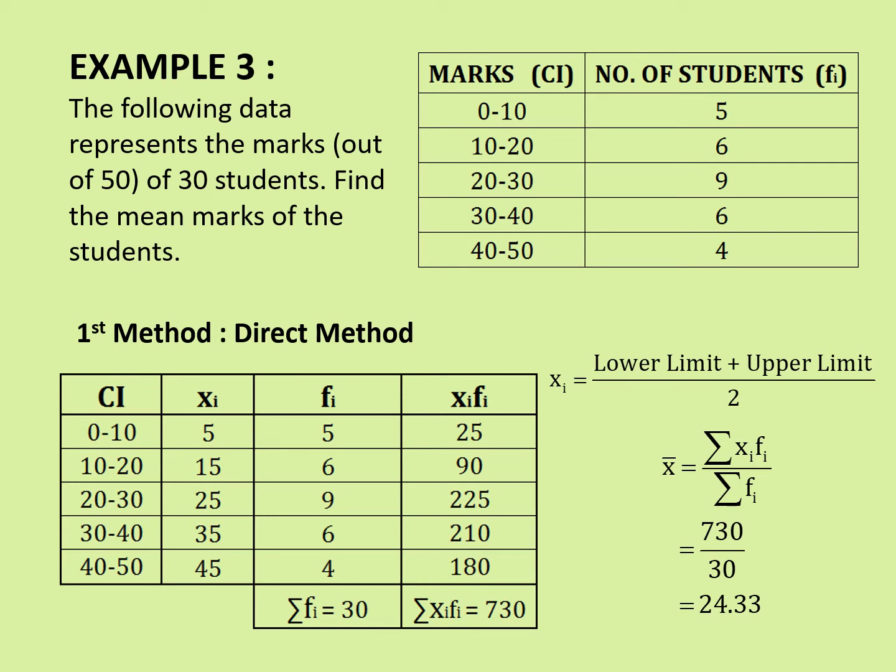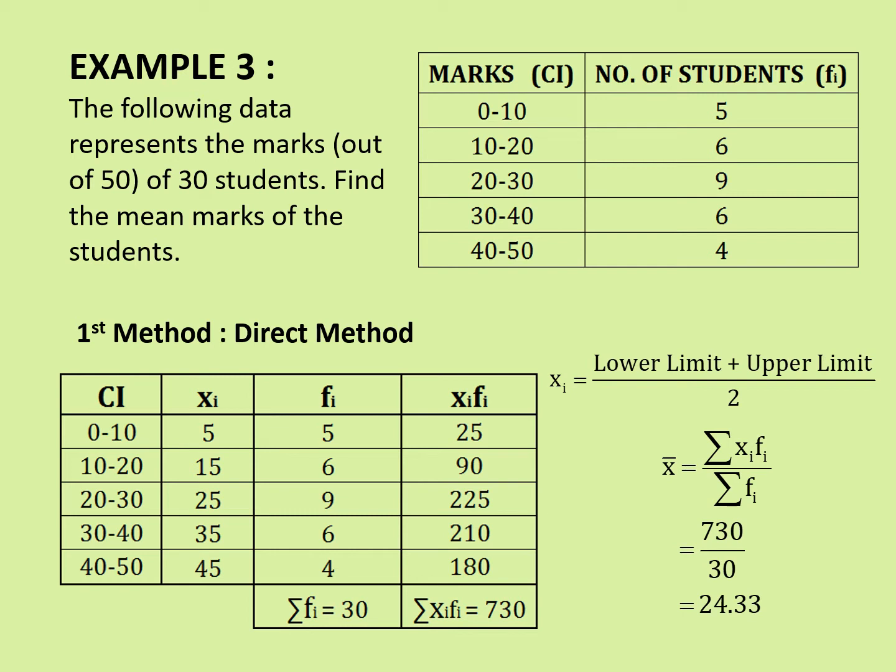So if we are calculating class mark for our first class interval, that is 0 to 10, we will be doing 0 plus 10 divided by 2. So 0 plus 10, 10 divided by 2, so xi is 5. Similarly, for 10 to 20, xi will be 15, 25, 35, 45, so on. Frequency is fi, which is given as number of students: 5, 6, 9, 6, 4.